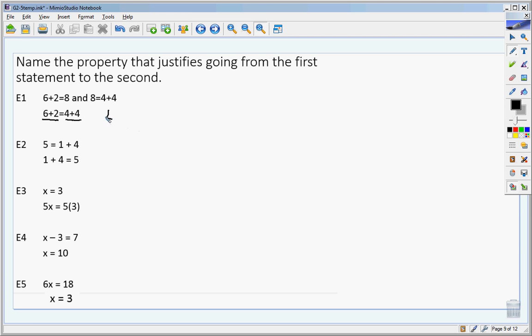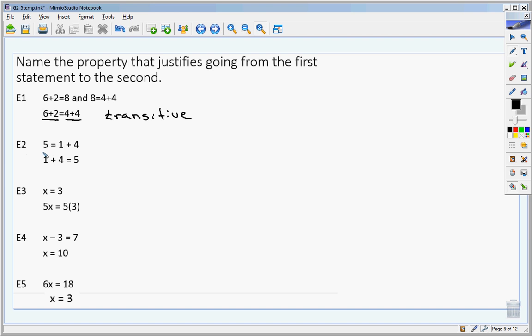This is transitive. It's one of the few properties that you see that kind of has three pieces to it. It has an A and a B and then a C part.